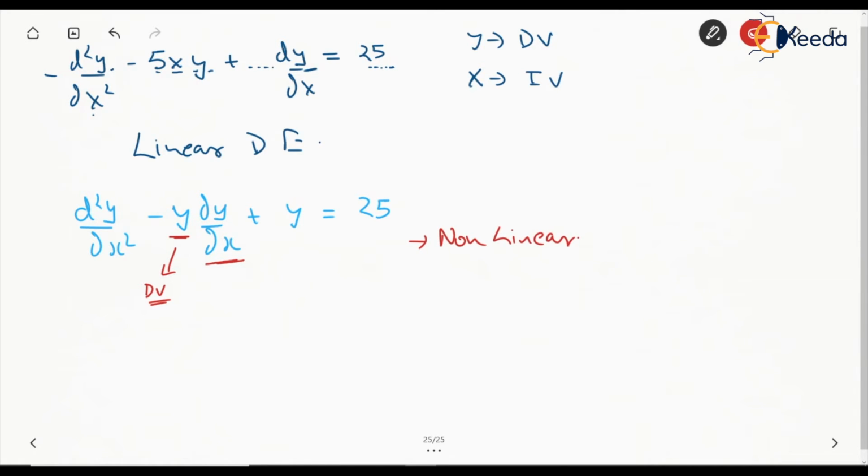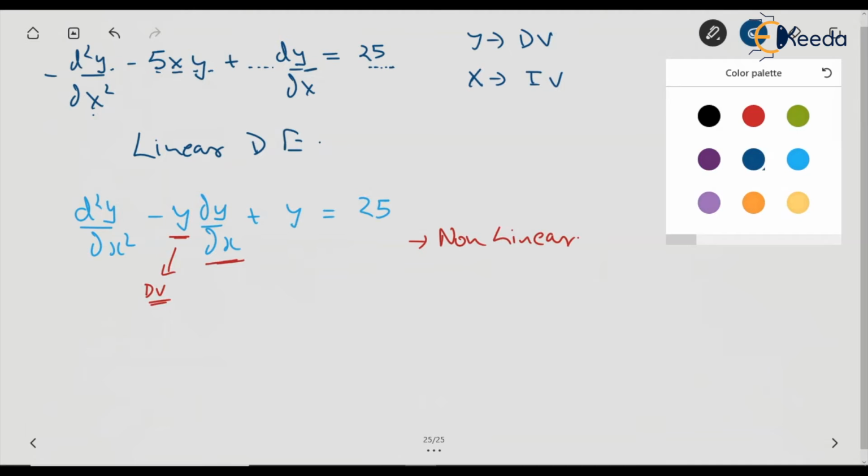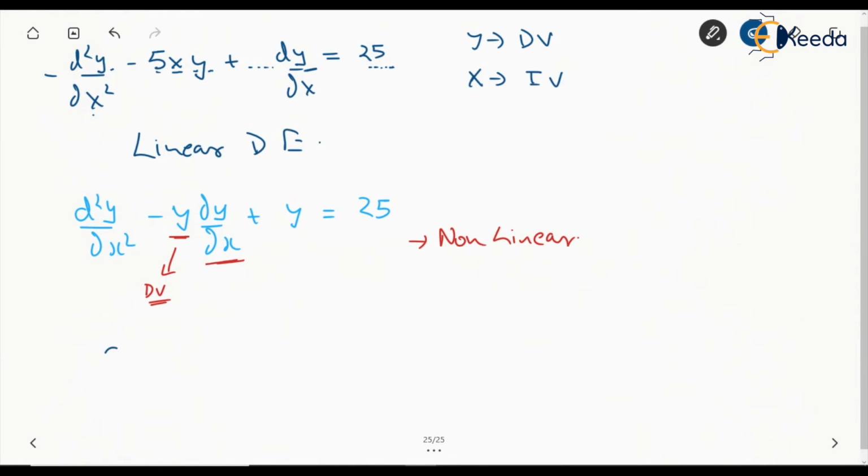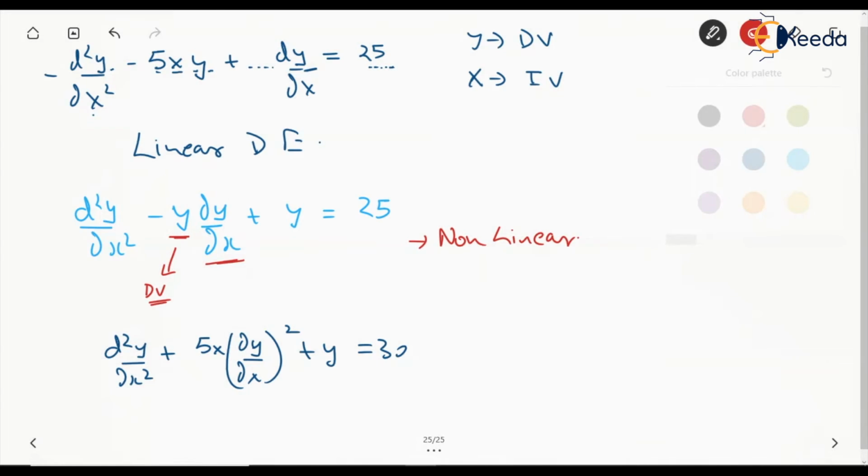right? Similarly, if we have a function like d2y by dx square plus 5x (dy by dx) whole square plus y equal to 30, then again this will become non-linear. Why? Because the reason is this first derivative is raised to the power of 2. This is non-linear.